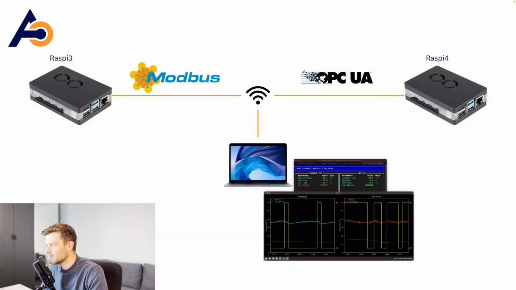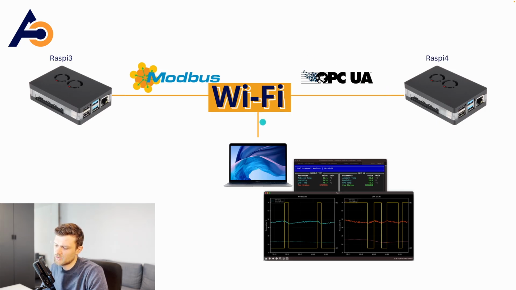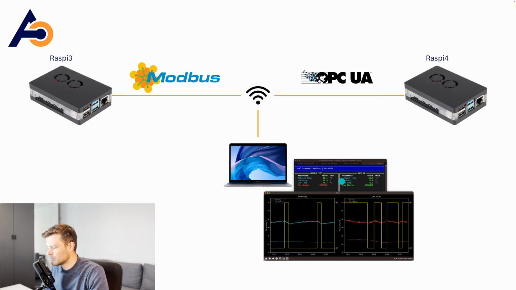Before we move into the integration itself, let's have a quick look at the setup. We have two Raspberry Pis. One is called RaspB3 and runs the Modbus interface, and the other is called RaspB4 and runs the OPC UA interface. Both are already connected to my Wi-Fi, so I can access them from my laptop, and my laptop then runs the monitoring solution.